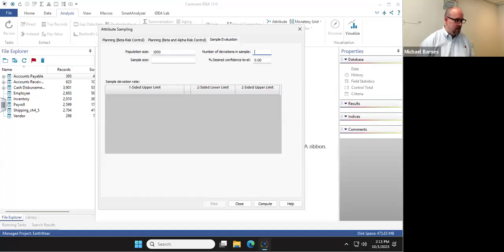Population size 1,000. Number of deviations in the sample, we're going to start with 2. That's going to change. Sample size of 52. Confidence level of 90. All right. So let's go ahead and compute.